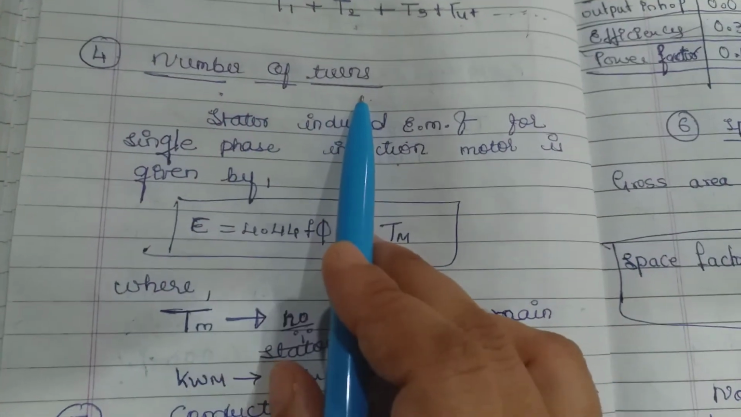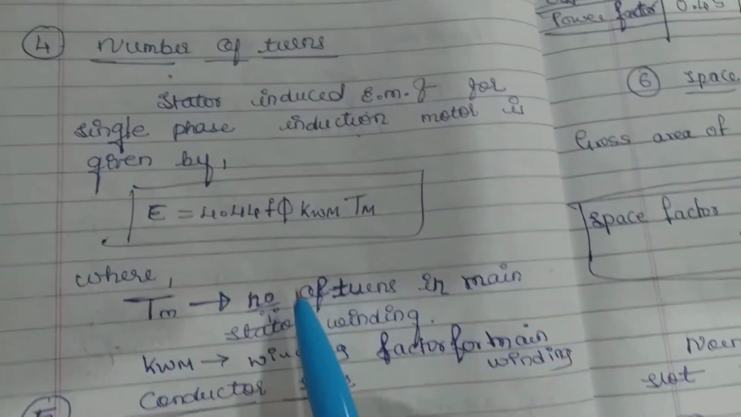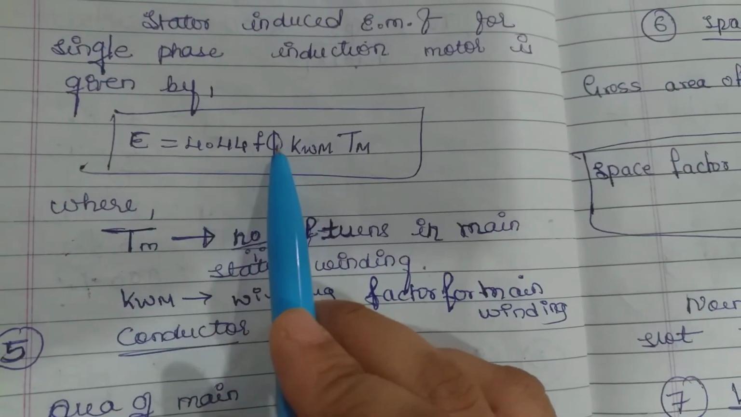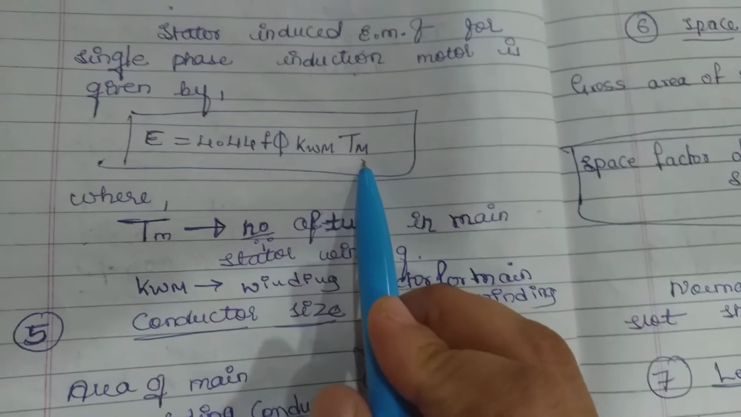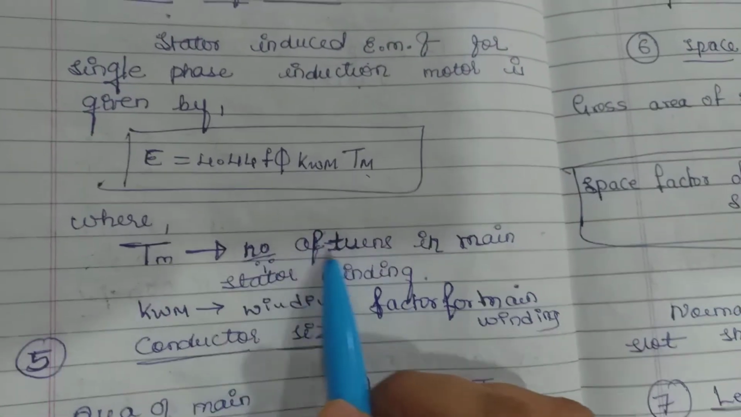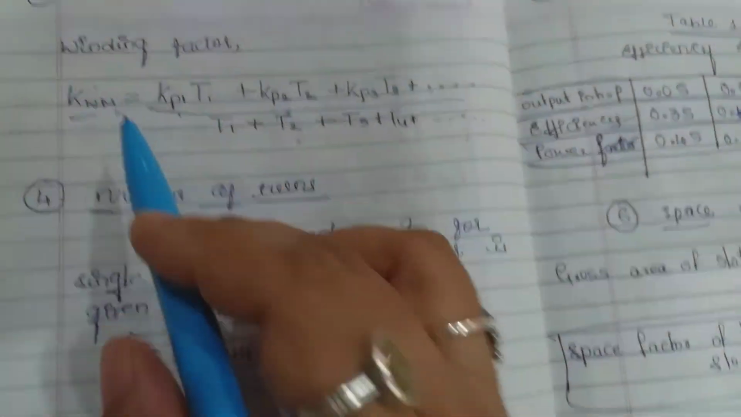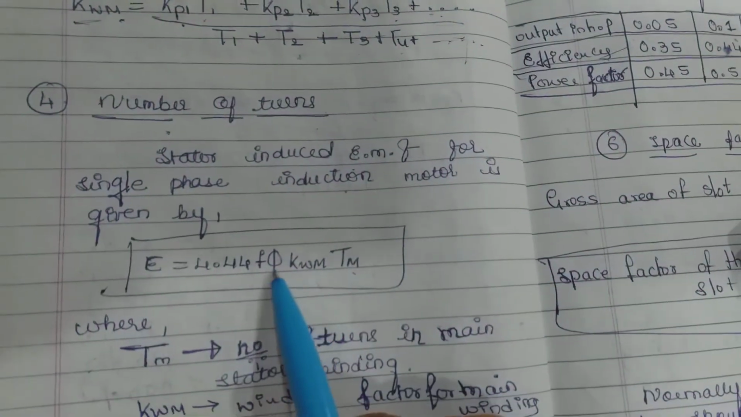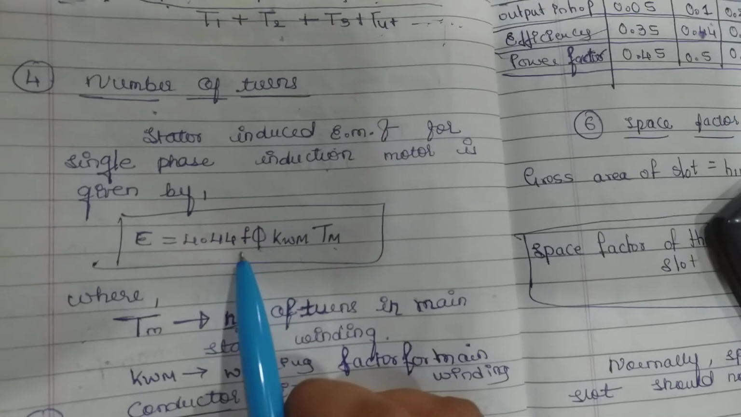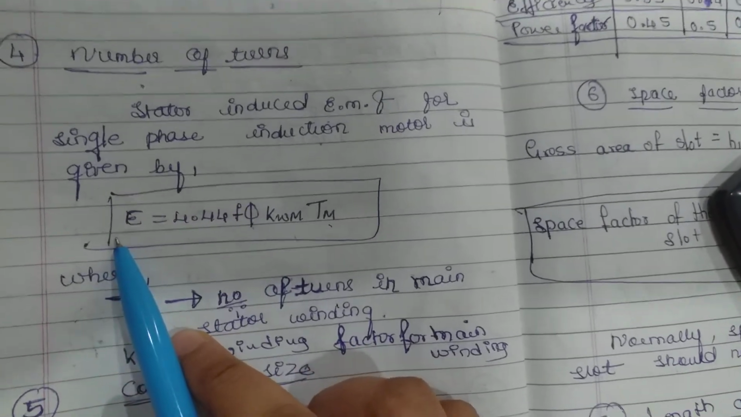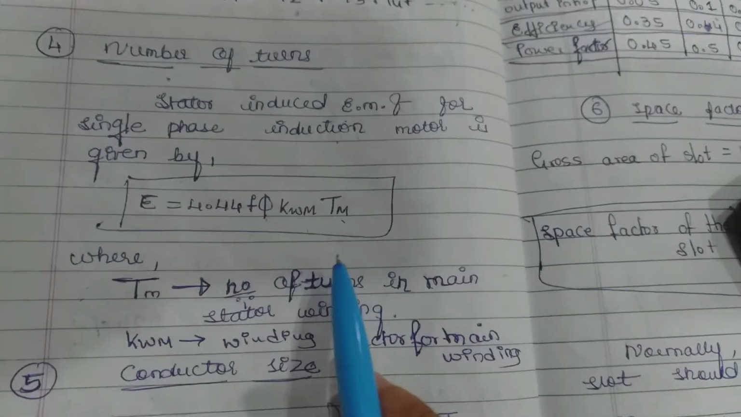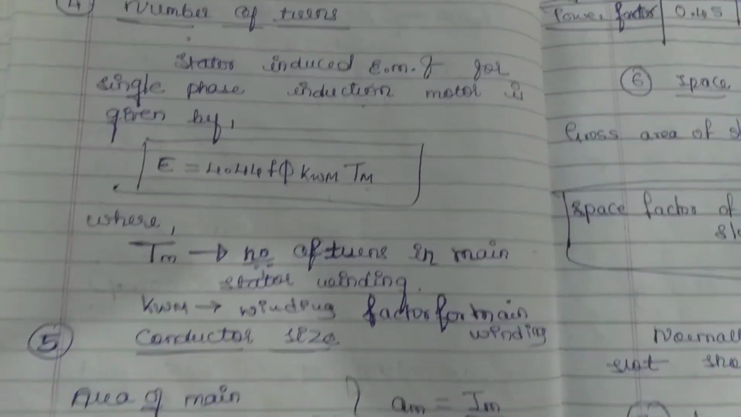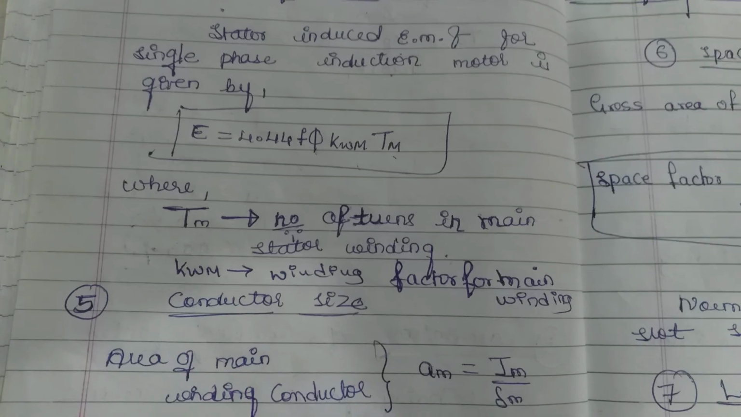Next, number of turns here. To calculate the number of turns, this is the general formula which we know, that is E is equal to 4.44 f phi Kwm into Tm. So Tm is the number of turns in the main winding. Kwm we now get from this formula. The flux per pole and frequency we know, 4.44, and the EMF induced. So with this we are getting the number of turns here. Next formula is the conductor size, that will continue in the next video.